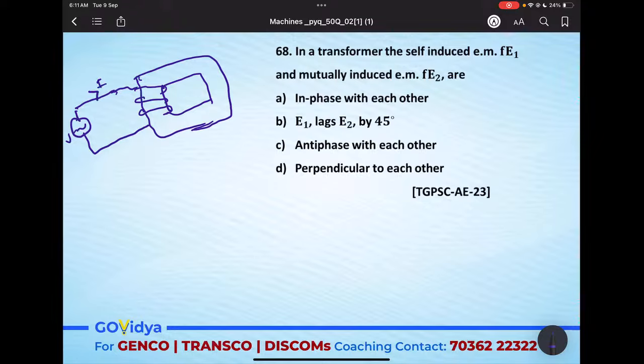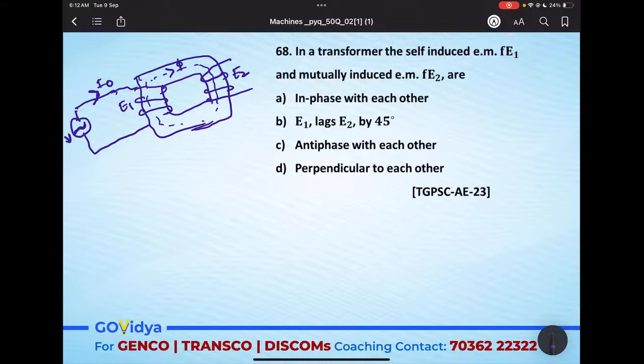It will be drawing a current of I naught. Let's take it as the secondary winding, E2, and this is E1. Whenever you are exciting a transformer with alternating voltage, one flux will develop inside the core.